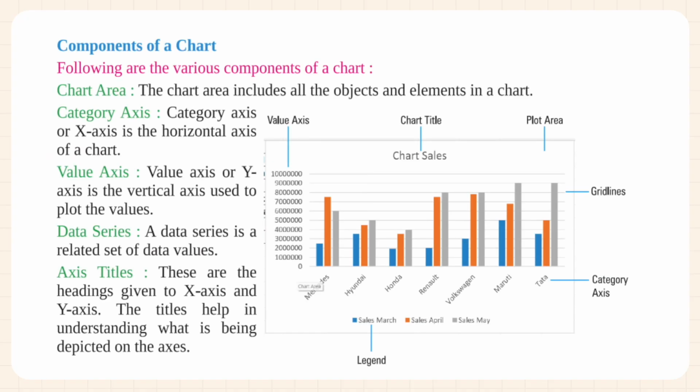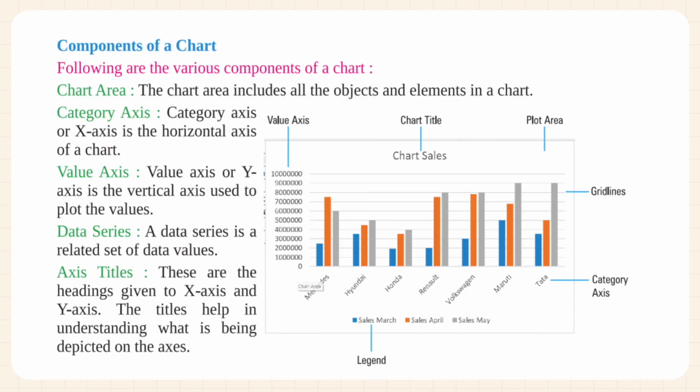Components of a chart. Following are the various components of a chart. Chart area. The chart area includes all the objects and elements in a chart. Category axis or x-axis is the horizontal axis of a chart. Value axis or y-axis is the vertical axis used to plot the values. Data series. A data series is a related set of data values.